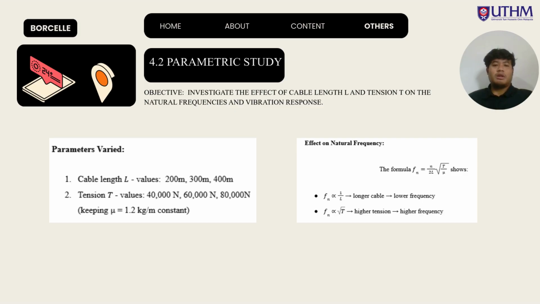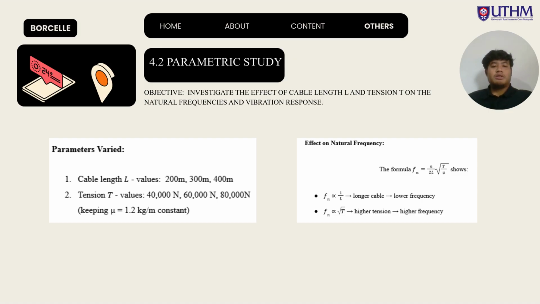First, the effect of cable length. When the cable length is increased, the natural frequency decreases. This happens because longer cables are more flexible, they require less energy to vibrate, and they oscillate more slowly. Mathematically, this matches the formula f_n proportional to 1 per L. Physically, this means long elevator cables in taller buildings are more prone to lower frequency vibration, such as those caused by wind or building sway.